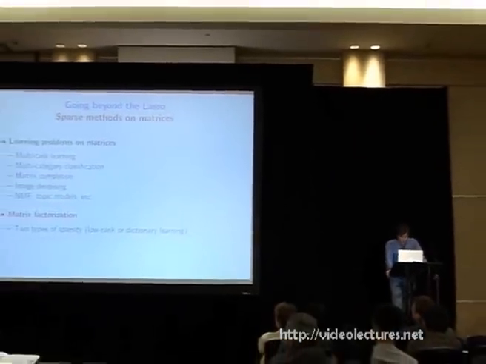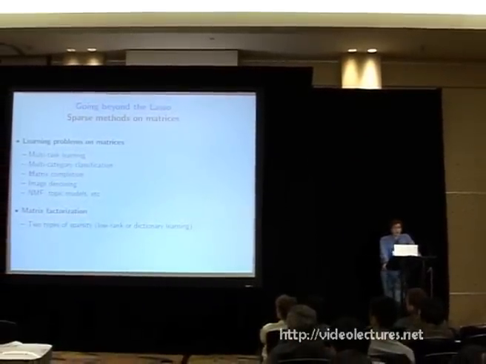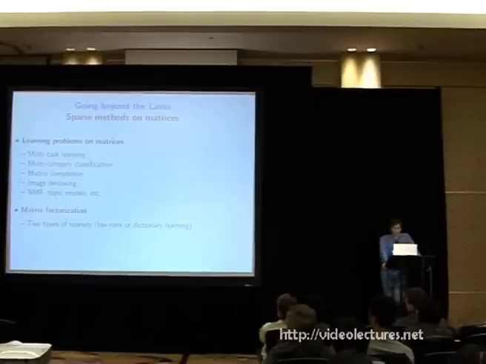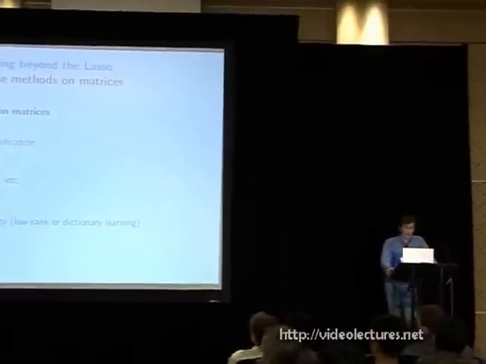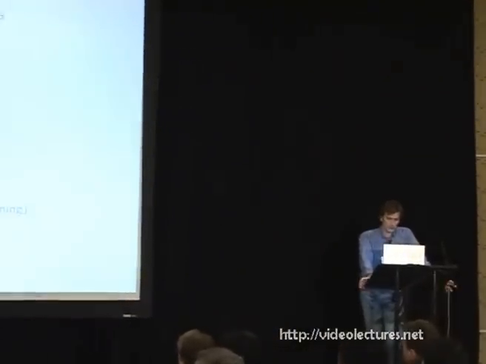Then I will consider sparse methods on matrices, and this includes a lot of applications of machine learning: multitask, multi-class, matrix completion, image denoising, topic models, NMF. And I will mostly consider two types of sparsity, low rank and what people often call sparse PCA or dictionary learning. So this will be the outline of the tutorial. The first part on the lasso with algorithms and theoretical results, and one part on vectors where we will consider structured sparse methods, and finally sparse methods on matrices.